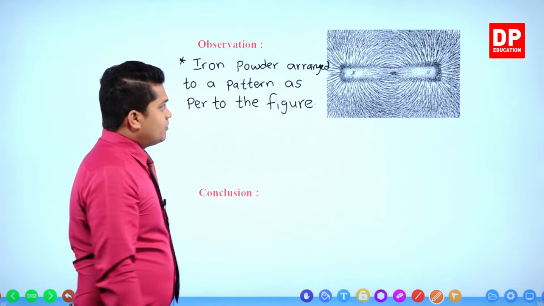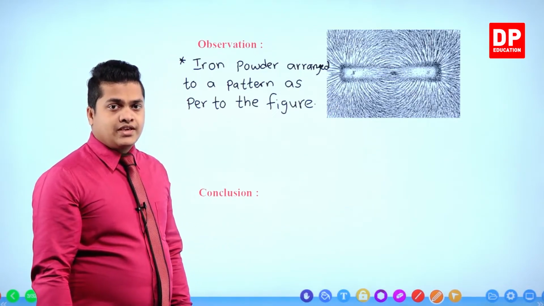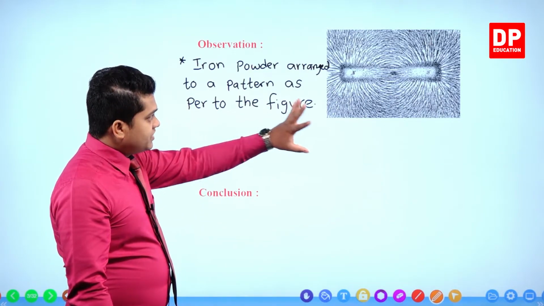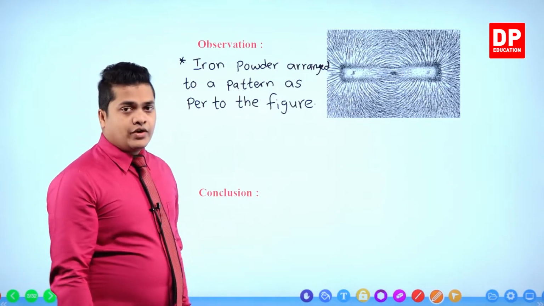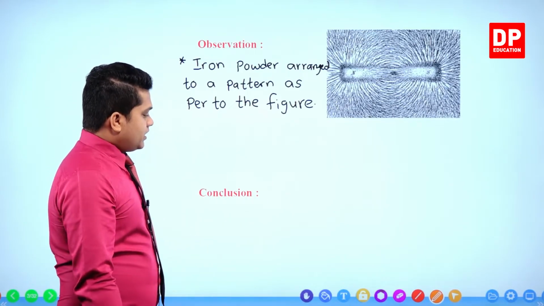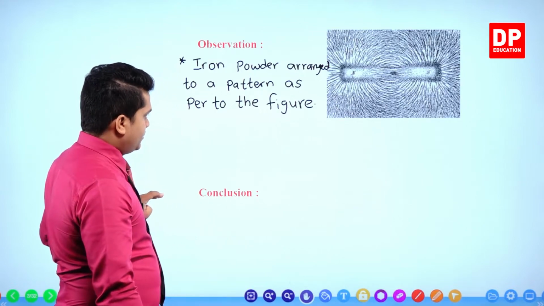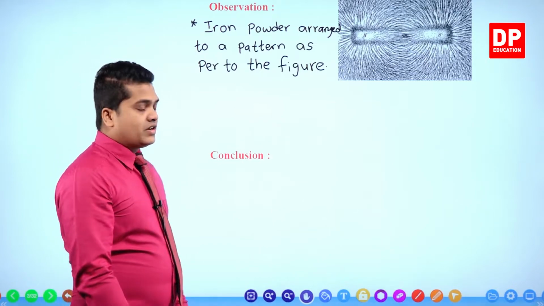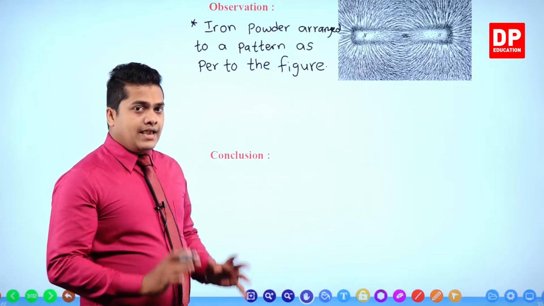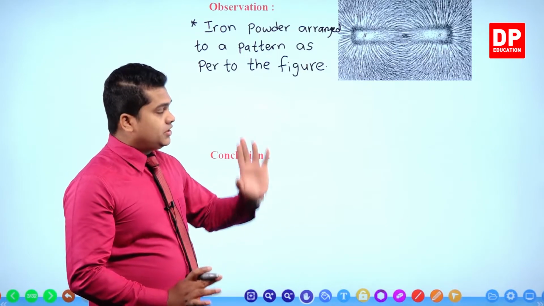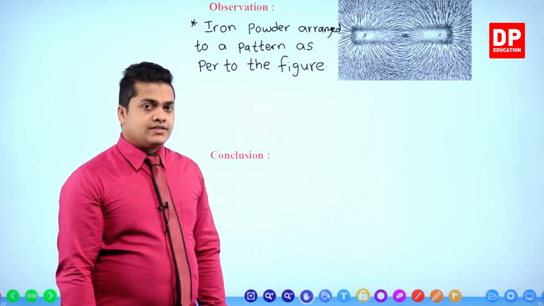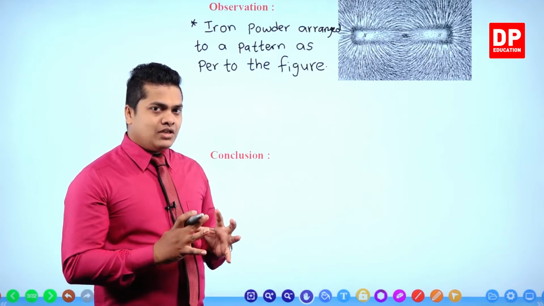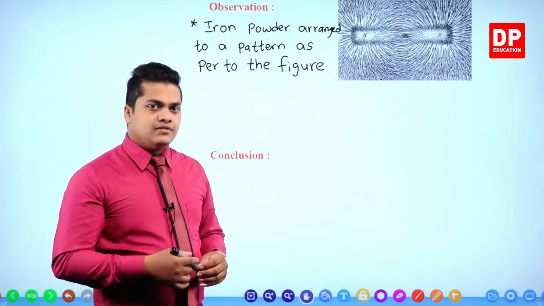So this is the observation that we can take from this experiment. Iron powder is going to be arranged in a certain pattern like this according to the figure. So what is our conclusion from this activity then? To write the conclusion, I'll take this slightly up. So what is our conclusion? Our final conclusion is that the area in which this pattern can be observed is referred to as the magnetic field, or the area in which the magnetic power or the magnetism can be observed, right?